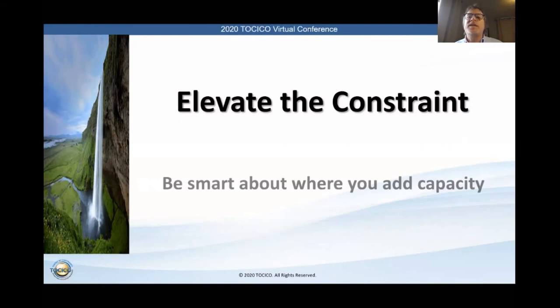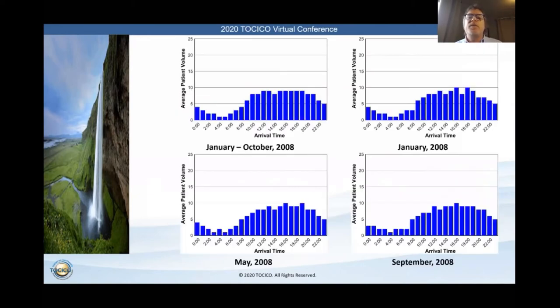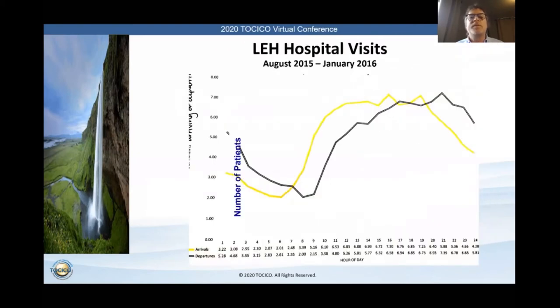And when you do finally take the leap to add more provider capacity, it's important to make sure you add the capacity where it will be the most effective. As we said before, ED traffic patterns are very predictable. The volume curves are all whale-shaped, regardless of the time of year. These were the volume curves for our ED back in 2008. And 8 years later, things hadn't changed.